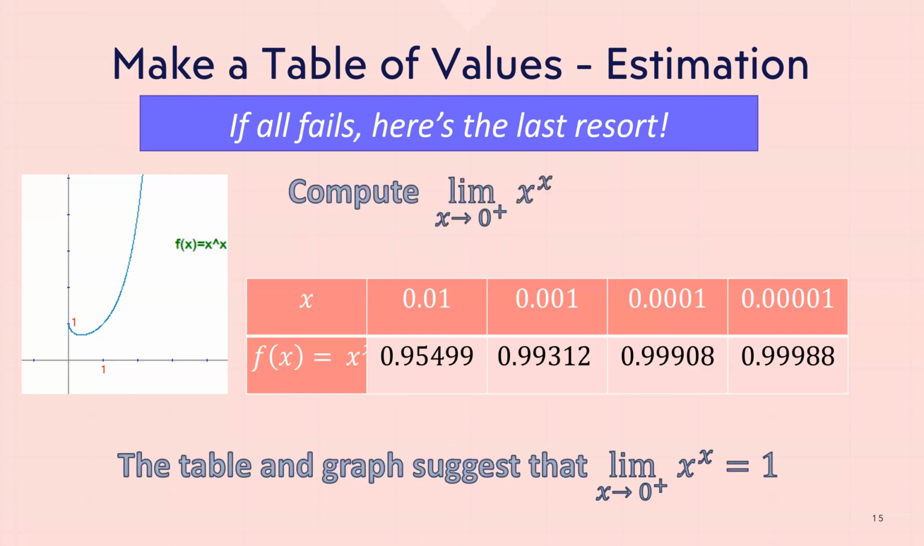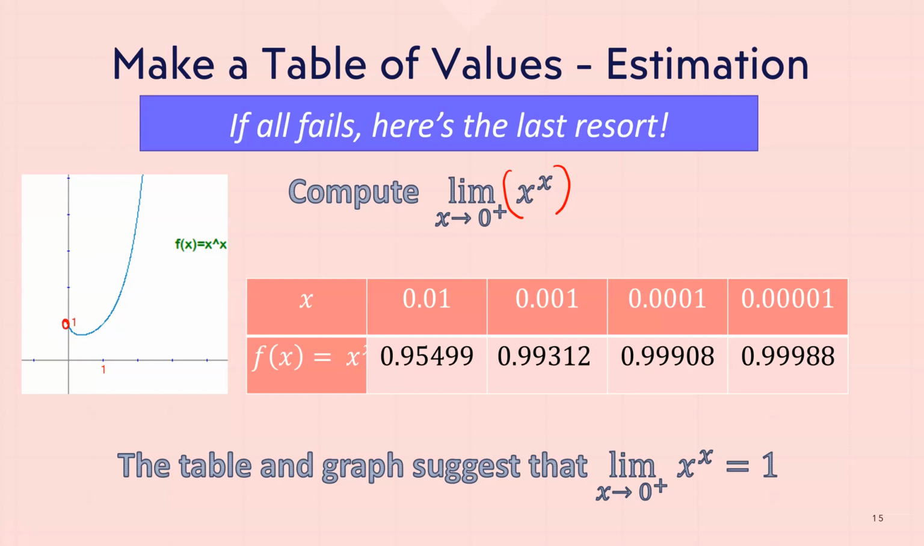So when you see a function like limit as x goes to 0 from the right of x to the x power, like we don't know x to the x power. It doesn't look like anything that we can compute a limit of. So we go and look at the graph, and if you look at the graph right there, it looks like this, right? So you're like, okay, so it looks like it's approaching 1, okay?